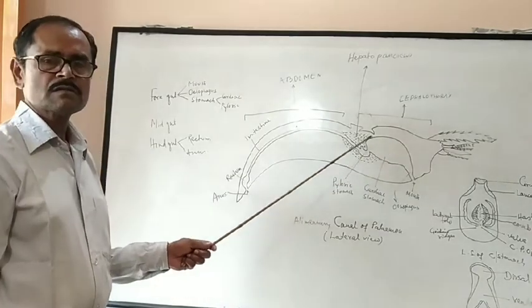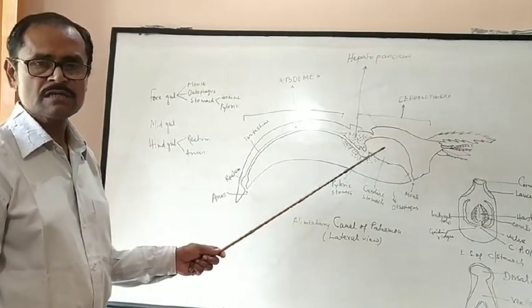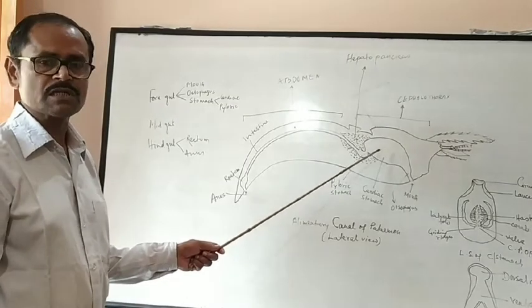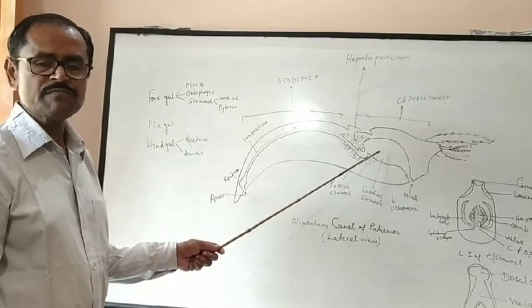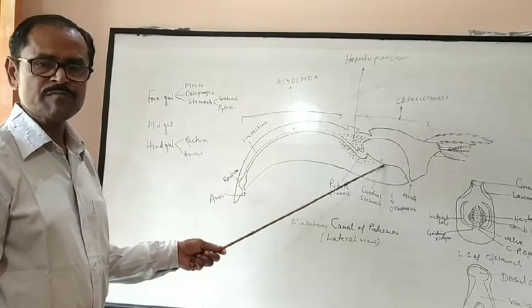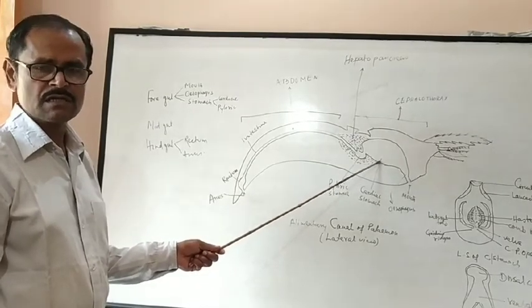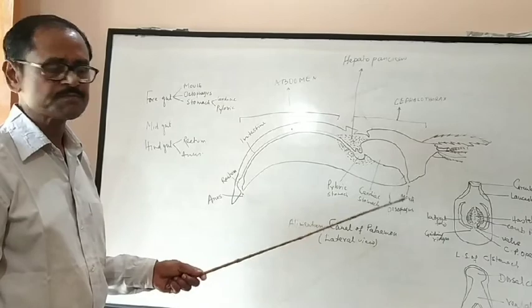Prawn seeks its food at night. That means by nature it is nocturnal. Under food habit it is omnivorous, and it prefers to collect the food during night. That means nocturnal in habit.